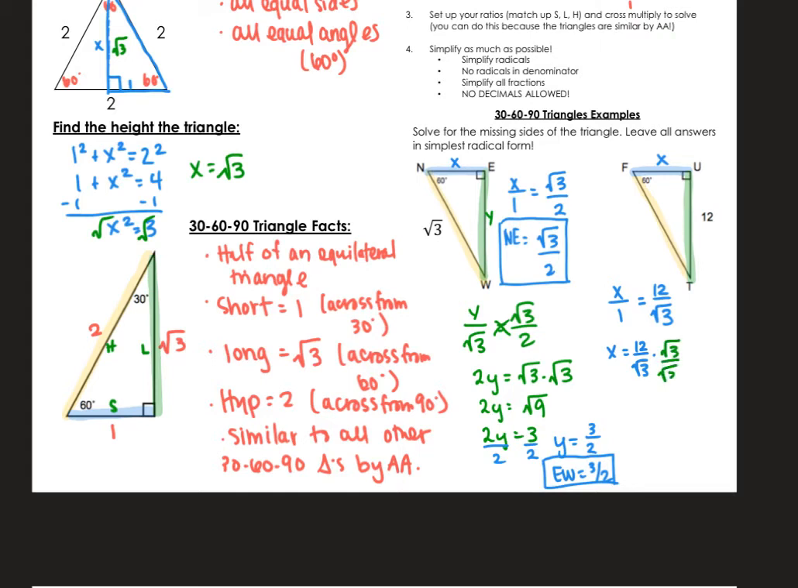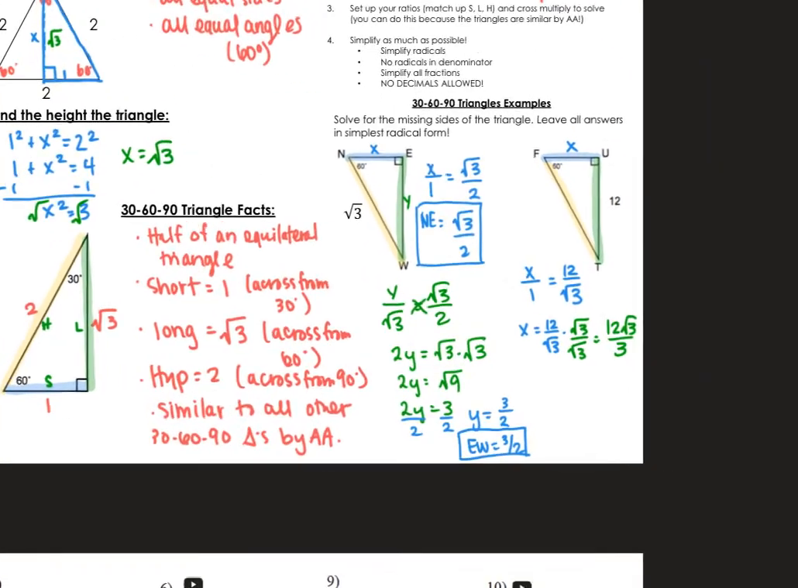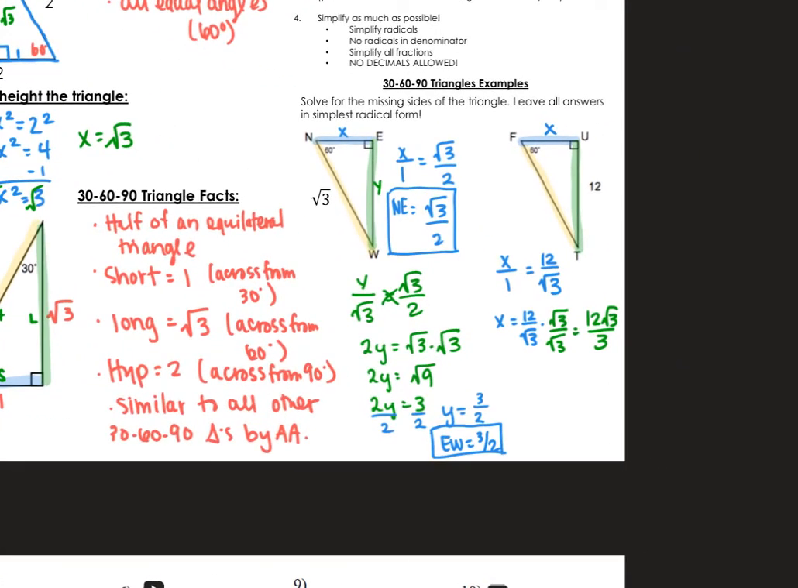So I'm going to use my big 1. And then we need to check if we can simplify more, and we can. 12 divided by 3 is 4. So I have 4 times the square root of 3. So FU is 4 square root of 3.